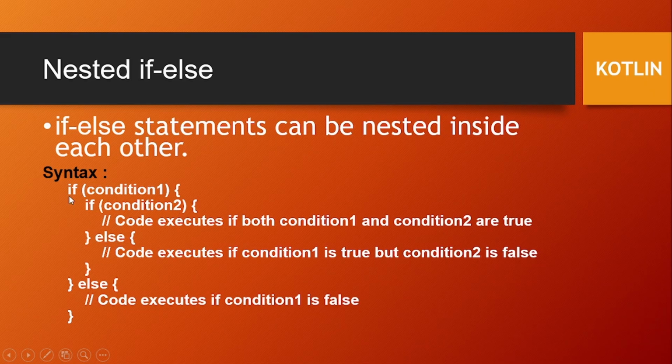If this condition is true, it will enter inside of this and check this line. Here I have an if statement with a condition. If this condition is true, this block of code will get executed. If this condition is false, this block of code will get executed. If the first condition is false, this else block of code will get executed.